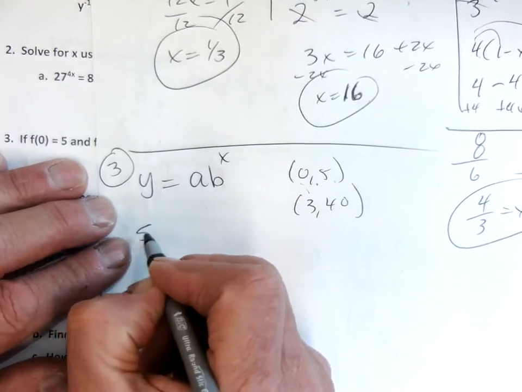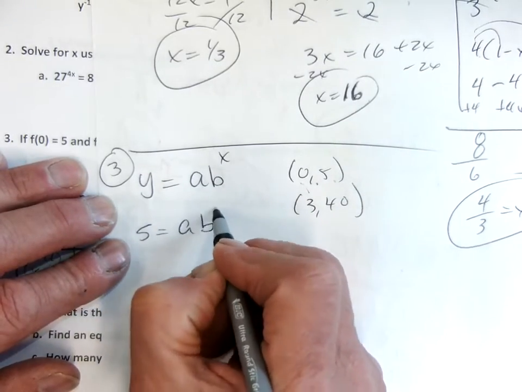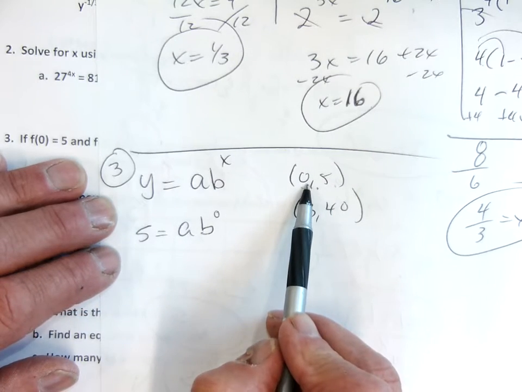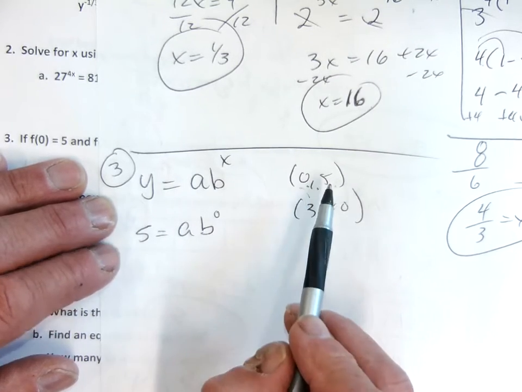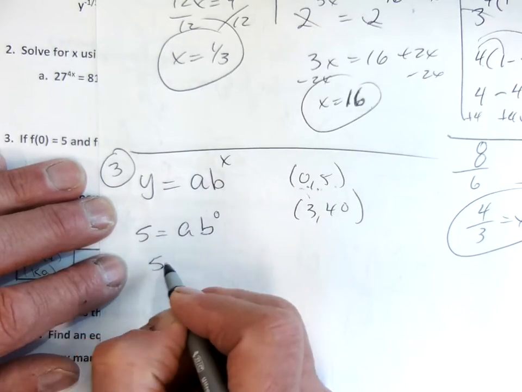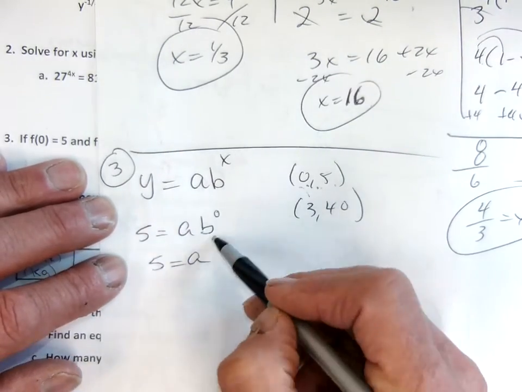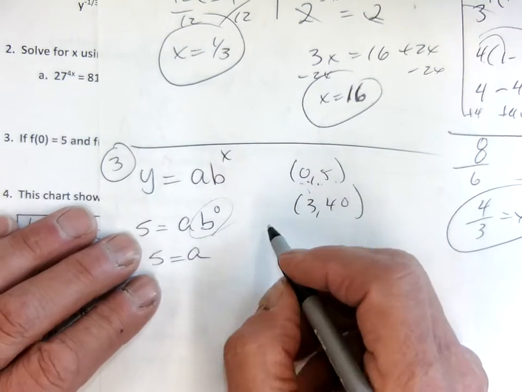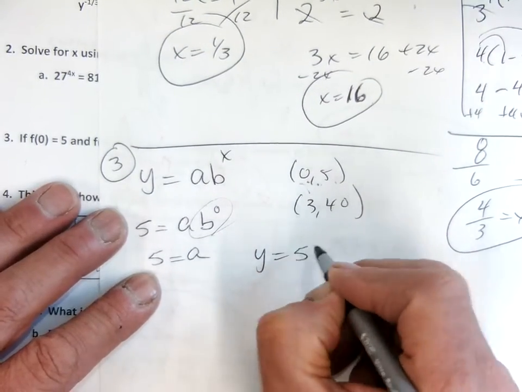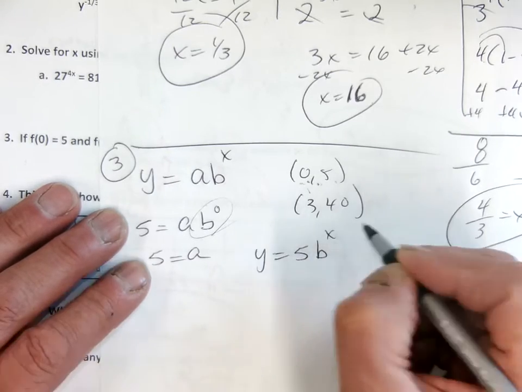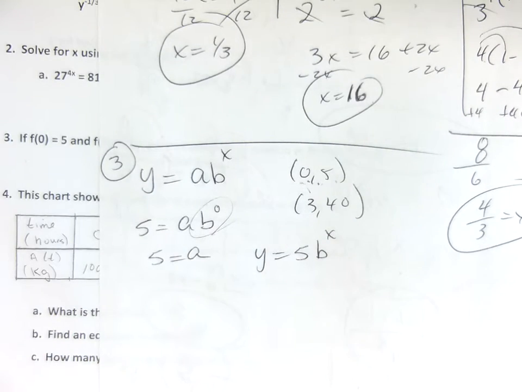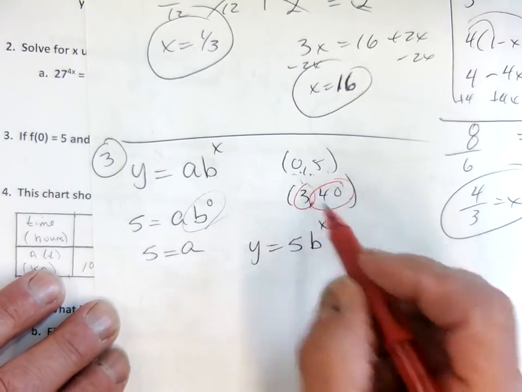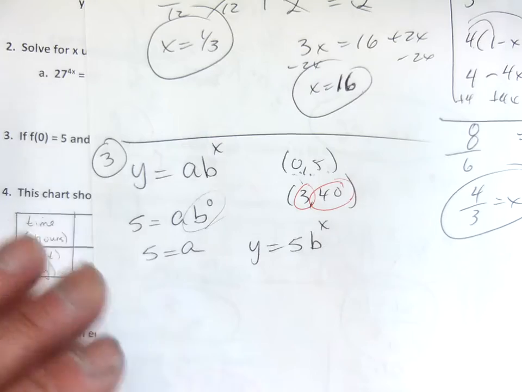So we have 5 equals ab to the 0, and anything to the 0 power is 1. So 5 is just equal to a. Now let's rewrite it: y equals 5b to the x. If we want to find b, let's put 40 in for y and 3 in for x.